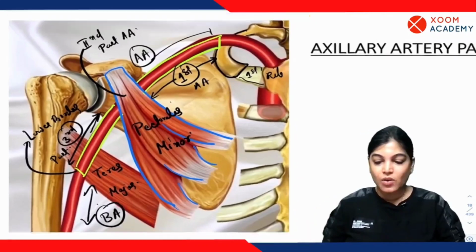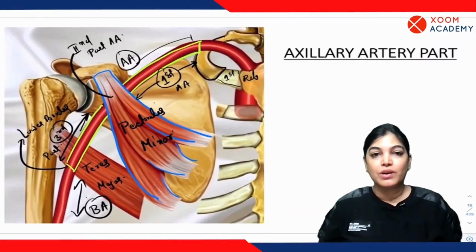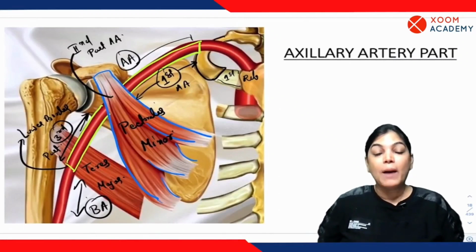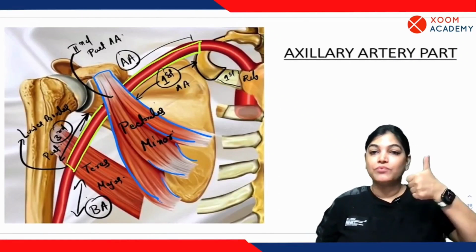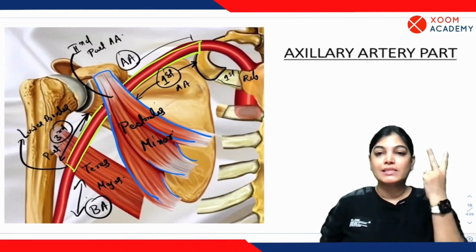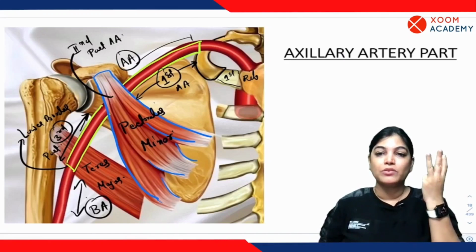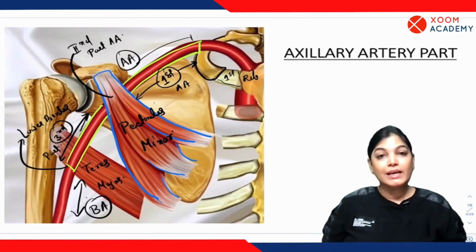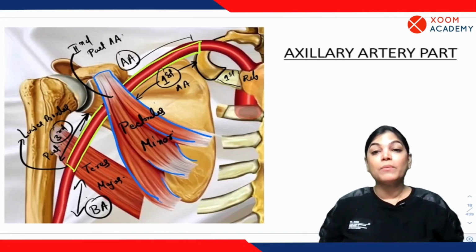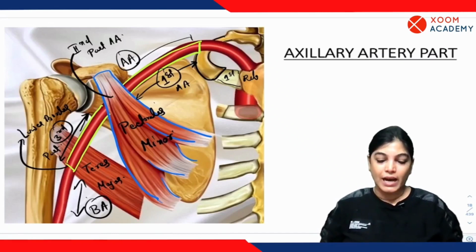If I summarize the whole fact, axillary artery from the level of first rib till the level of upper border of pectoralis minor is the first part of axillary artery. Posterior to pectoralis minor is the second part of axillary artery, and distal to pectoralis minor is the third part of axillary artery. Thereafter, it is important to know the branches from each individual component of the axillary artery.